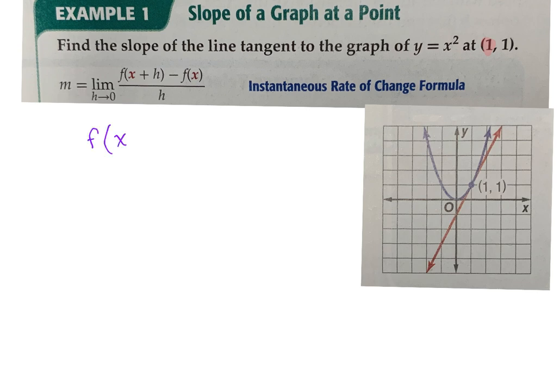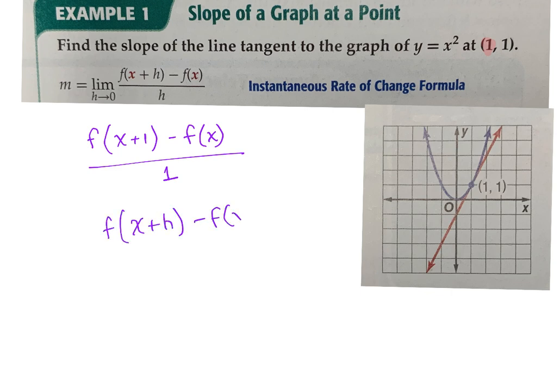f of x plus 1 minus f of x all over h, with h being 1, right? Okay, and so I am going to... they actually didn't plug it in yet, so we'll just do it the way they did it. So f of x plus h minus f of x over h, all right? They didn't plug it in, so we will do it the way they did it.